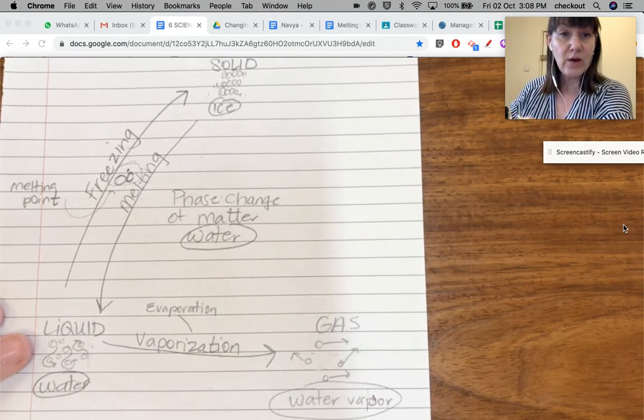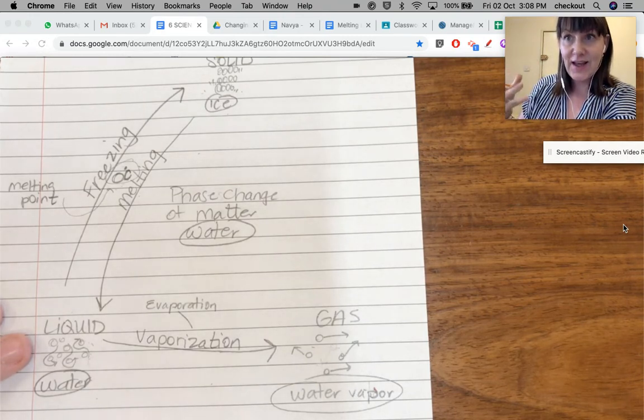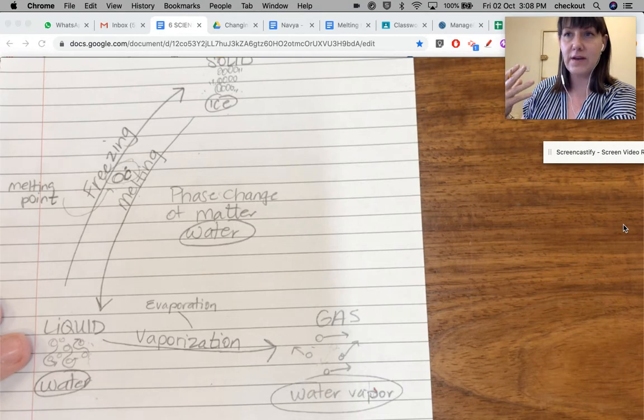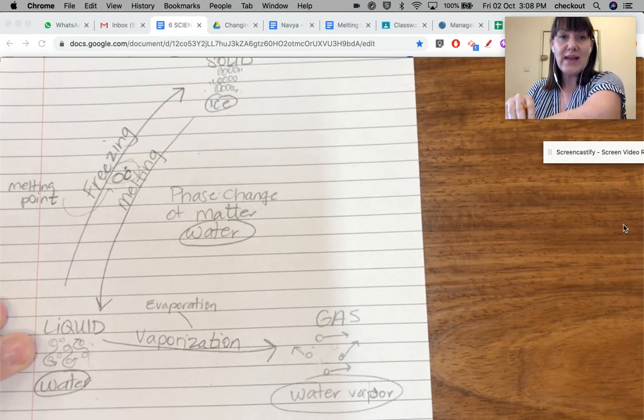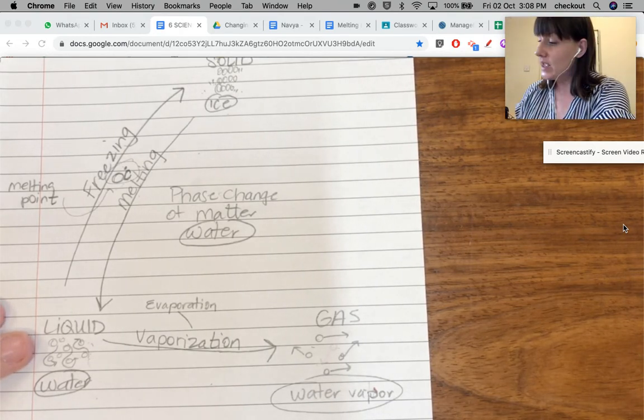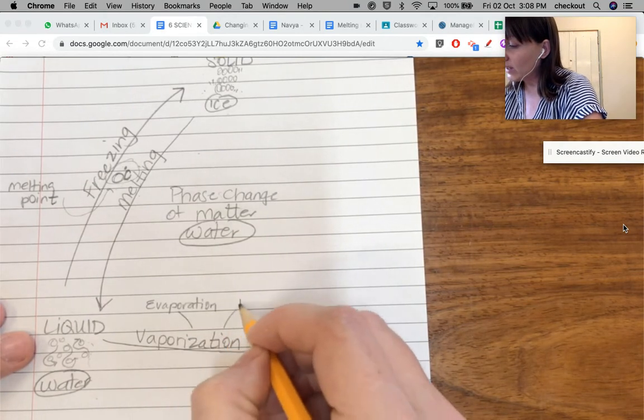which you know about when you learned about the water cycle. Water evaporates off the surface of like the ocean, of pools, of bottles of water. Your sweat evaporates off of your skin. All right. So evaporation is one type of vaporization, and then also boiling.